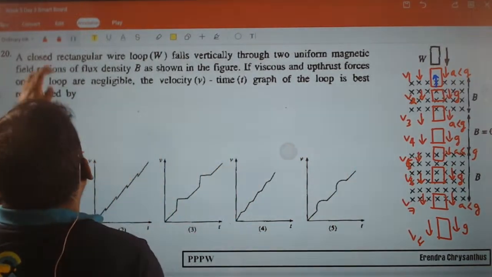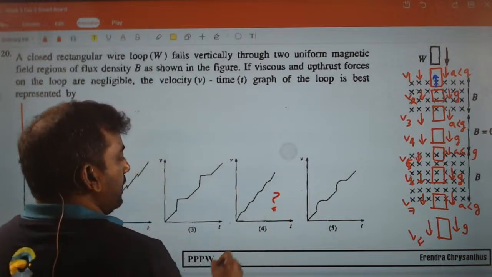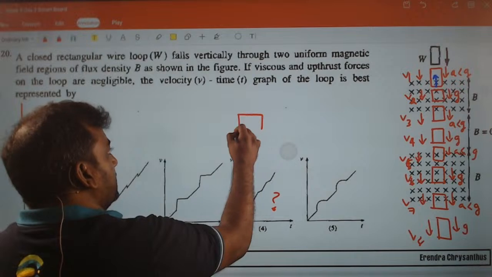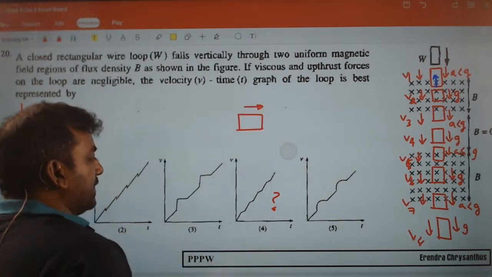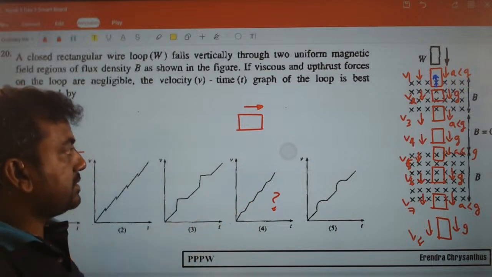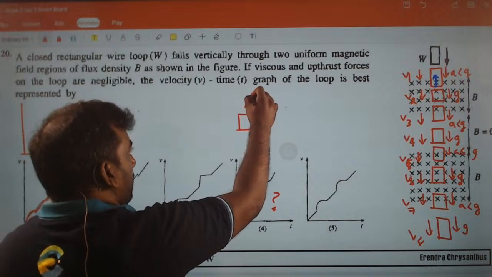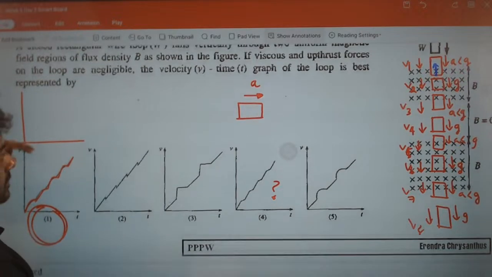They might ask you, when will this occur? Maybe the object is going horizontally with a constant acceleration, or the acceleration reduces. But your correct answer here is answer number 1. It's a curve. Okay, no?